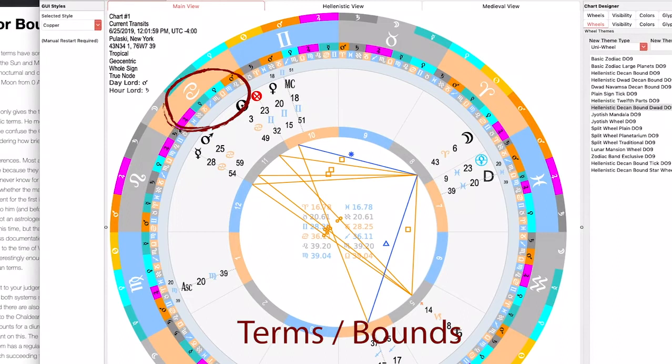So here's terms bounds right here in this little section here. So we'll see that Saturn has just a little chunk. It's not equal like up here. It's not equal like faces, for example, which are 10 degrees each. Saturn has a little small chunk. And if you look over here at Jupiter, he's got a pretty hefty chunk.